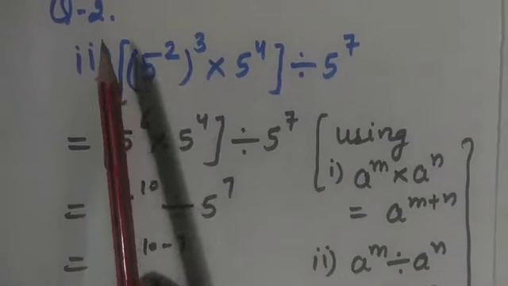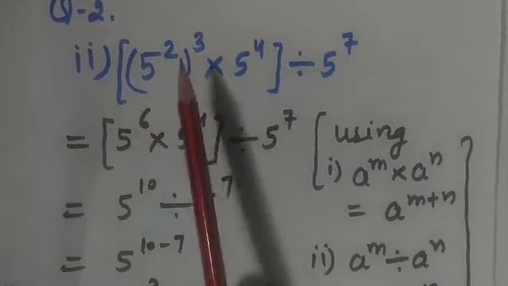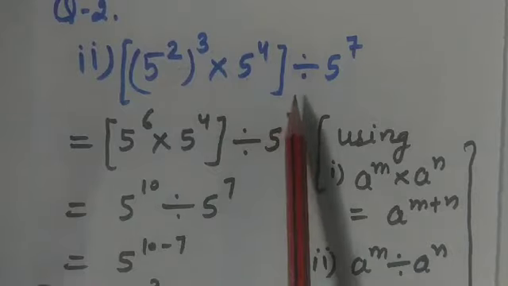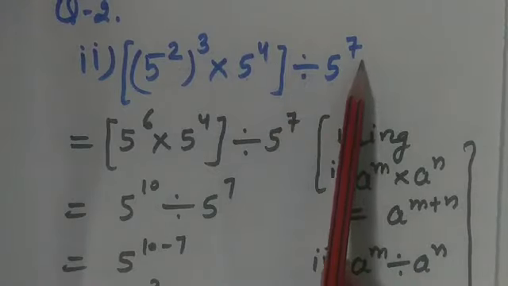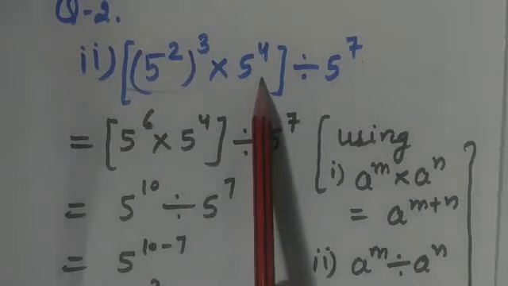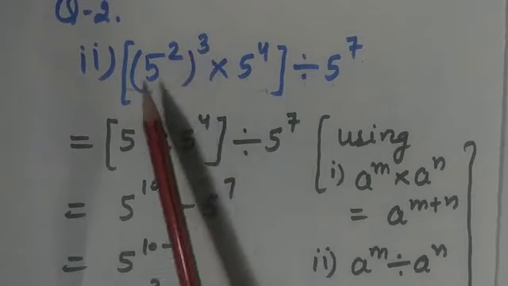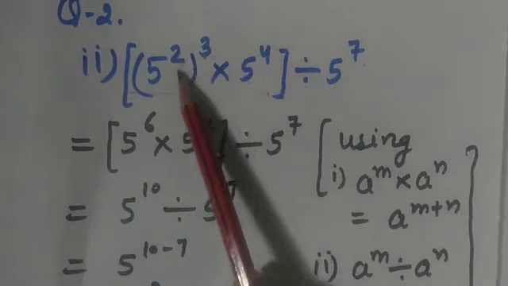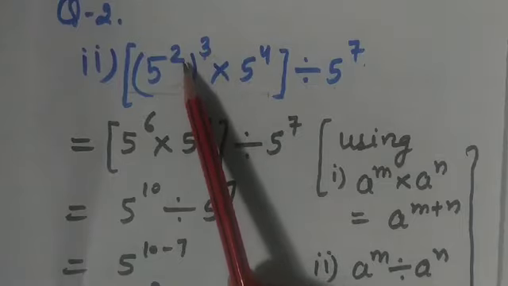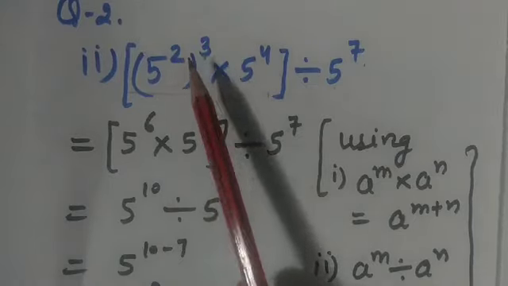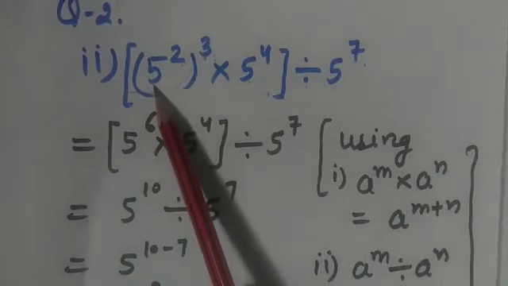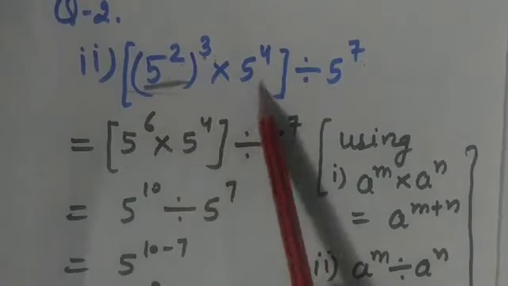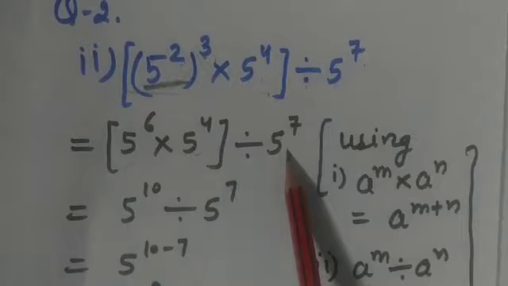So part number 2 of question number 2 we are having is 5 raised to the power 2 whole raised to the power 3 into 5 raised to the power 4 divided by 5 raised to the power 7. So it means I have to solve this bracket first, and before brackets I have to solve the powers. So it will be 5 raised to the power 2 and to the power 3. It means power to the power. We have learned that whenever we have power to the power, then powers get multiplied. So simply I will multiply them. So it will be 5 raised to the power 6 into, and they remain same because I am solving this only first. So it will be 5 raised to the power 4 divided by 5 raised to the power 7.